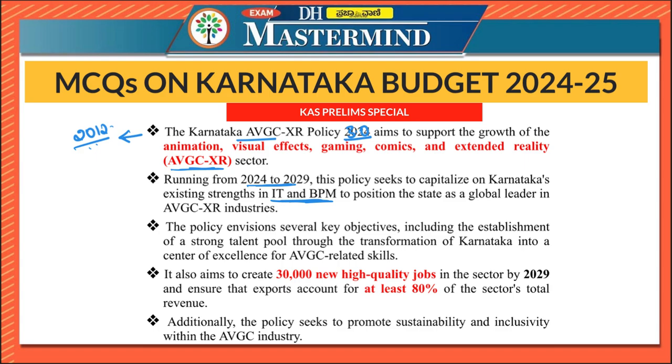The policy has several key objectives, including the establishment of a strong talent pool through the transformation of Karnataka into a center of excellence for AVGC related skills. So, this is a natural objective. It also aims to create 30,000 new high quality jobs in the sector by 2029, and also ensures that exports account for at least 80% of the sector's total revenue. If the revenue is 10,000 crore in the AVGC sector, then according to the policy, 8,000 crore should be generated from exports itself. This is the major crux of the policy, and please remember this is a very, very important objective.